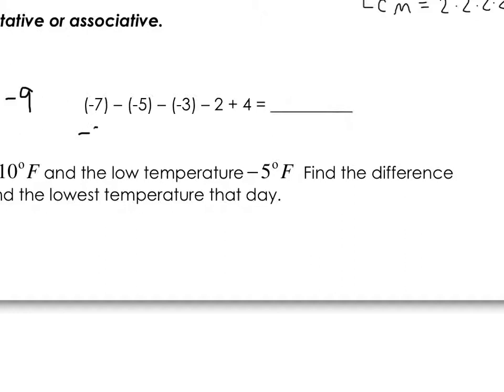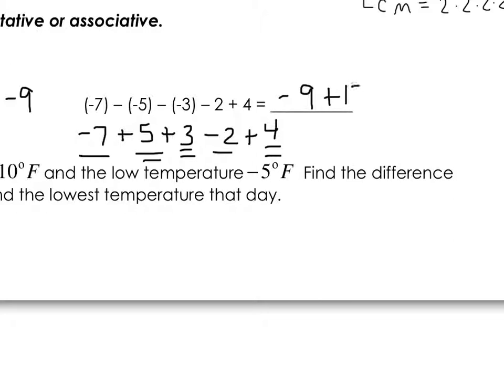So we have minus 7 plus 5 plus 3 minus 2 plus 4. So I like to think about combining the subtraction there. That's minus 9. And then think about what's happening with those positive numbers. 5 plus 3 is 8, plus 4 is 12. Minus 9 plus 12 is 3.